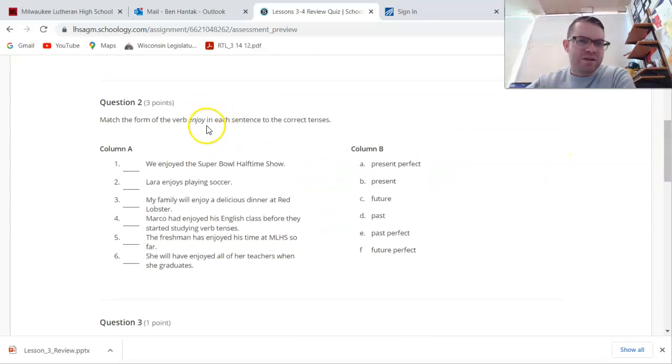Question 2 is dealing with a different verb. We did enjoy, but each of these sentences uses enjoy in a different tense. So here, we just have to identify which one is which. So we enjoyed the Super Bowl halftime show. Laura enjoys playing soccer. Notice these are different tenses here. Family will enjoy, Marco had enjoyed, freshman has enjoyed, she will have enjoyed. You just have to match which one is which on here as you're working. It's easiest just to click and then click on or type in the letter that you want. So enjoyed, for instance, is past, simple past.